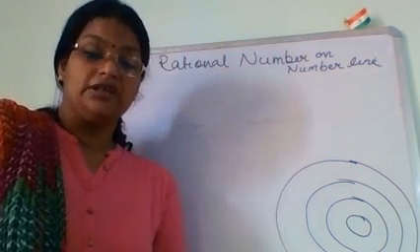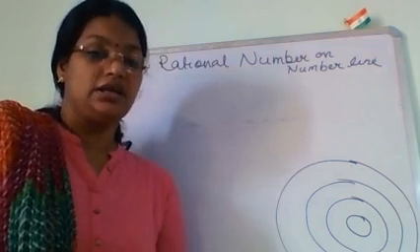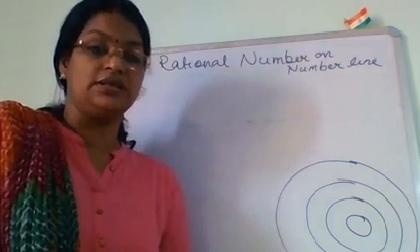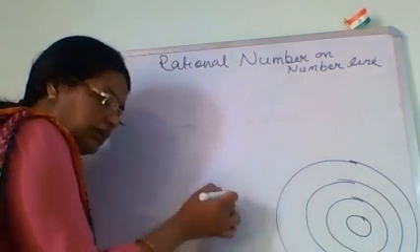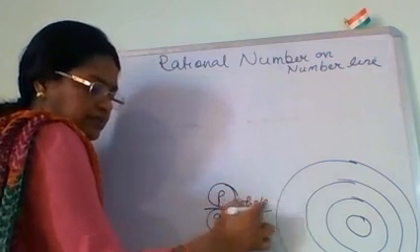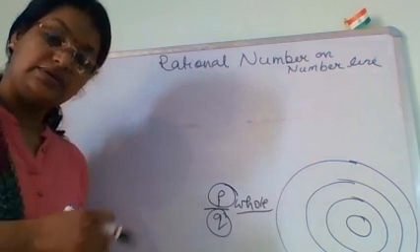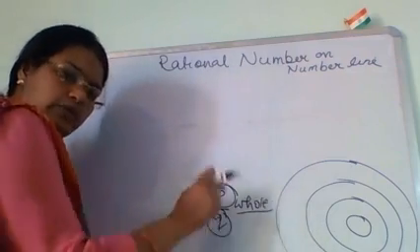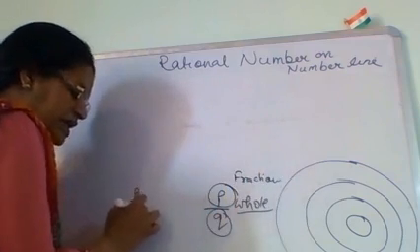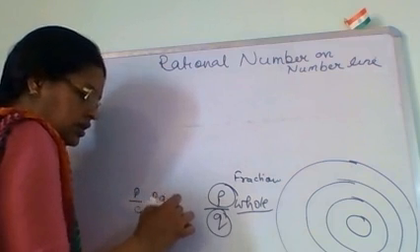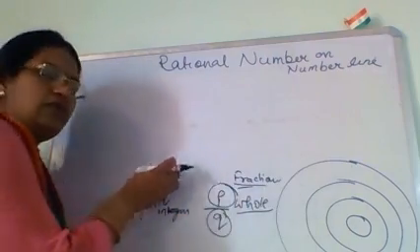Apart from that, we have learned about fractions also. Most of the students have doubts about fractions and rational numbers, which I have also cleared. The difference between a fraction and a rational number is that both are written in the format p by q. For a fraction, p and q are whole numbers. For a rational number, p and q are integers. If p by q where p and q are whole numbers, this becomes the definition of a fraction. When p and q are integers, it becomes a rational number. This is the only difference between rational and fraction.